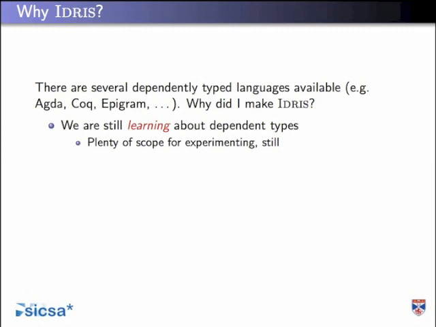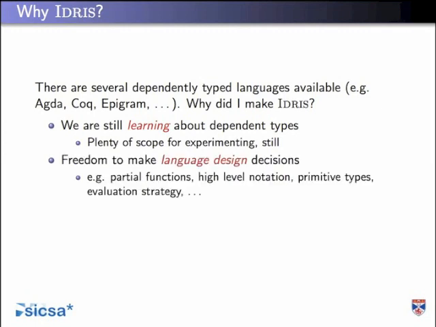Basically, that's one reason I came up with Idris: I think there's plenty of scope for experimenting with different design features, different ways of doing things, and it's just easier to do that if you have your own system to work with. It's nice to have the freedom to make some kind of language design decision, either with high-level notation or with termination checking, all of these things. Idris is still at a stage in development where anyone could contribute to that. So if you have suggestions you want to make, things you want to do, now is a good time to do it.